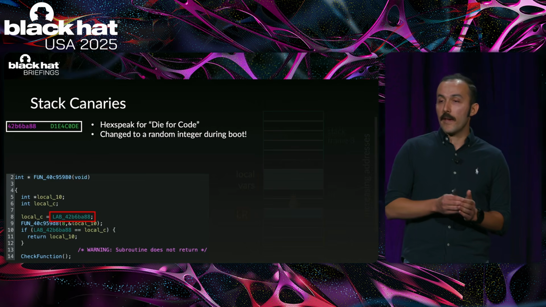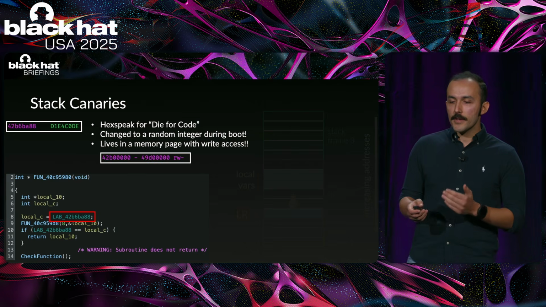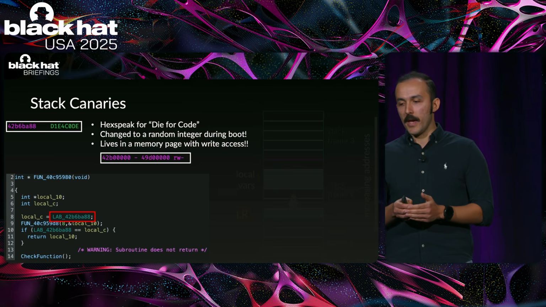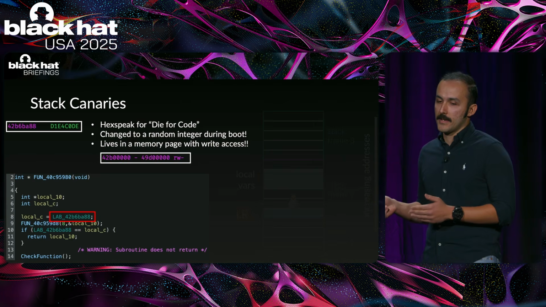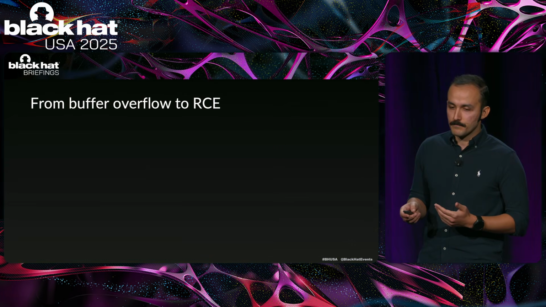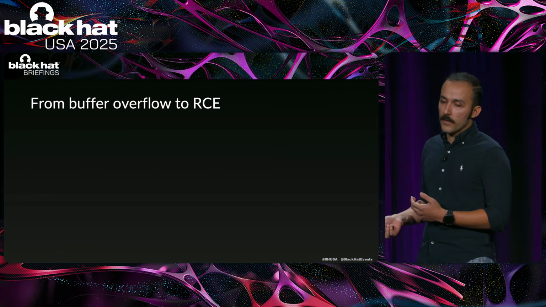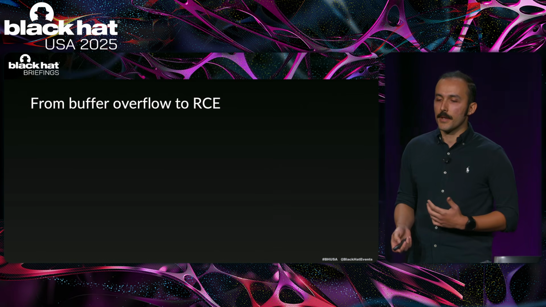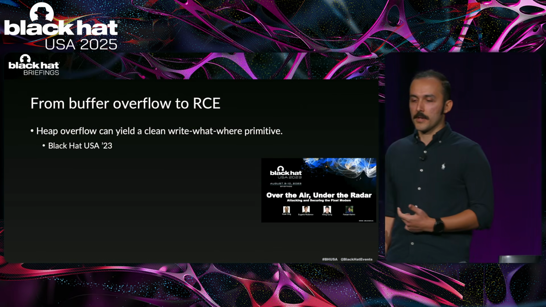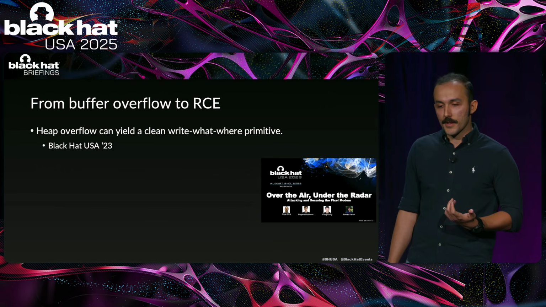It's not always this value. The canary gets randomized on every boot. But here is the catch. It lives in a memory page with write access. So this can give us a potential path to bypass it. Like I mentioned earlier, a heap overflow can give you a clean write-what-where primitive. And this is well covered in a Black Hat talk from two years ago. But in their talk, getting an RCE needs an RWX region.